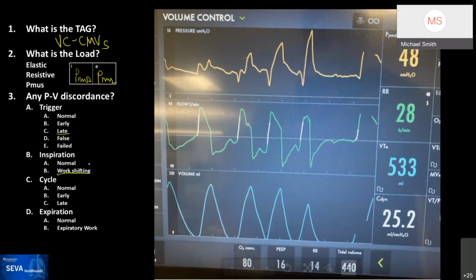Late cycle. It looks like the machine is, oh, sorry, early cycle, because the machine is turning the breath off before the patient is ready to fully expire. And there's definitely expiratory work shifting.